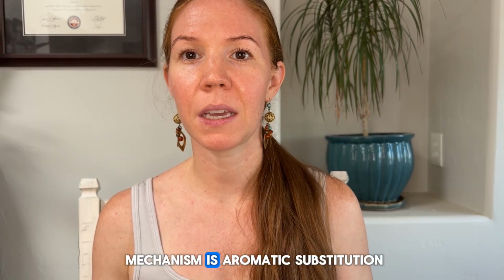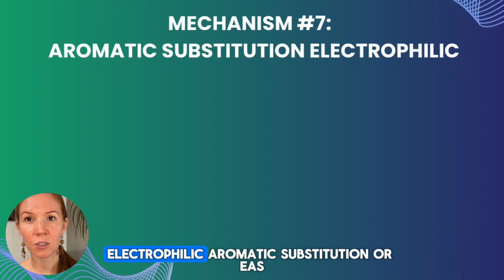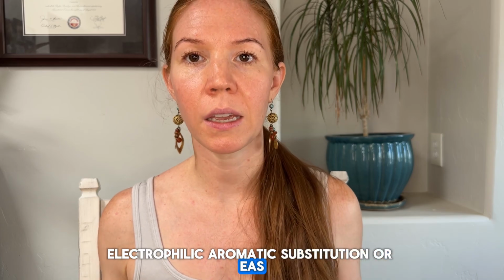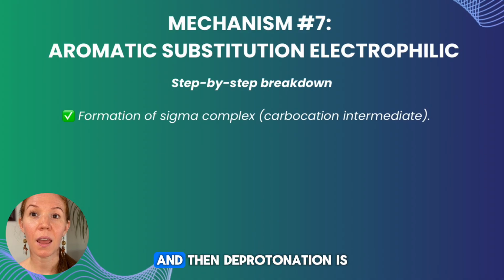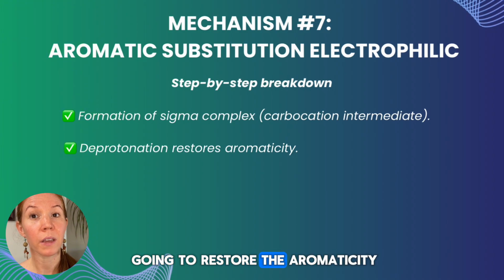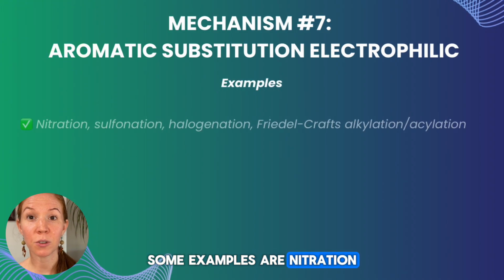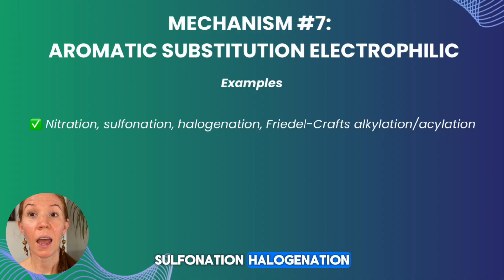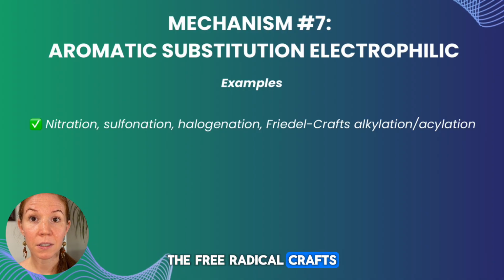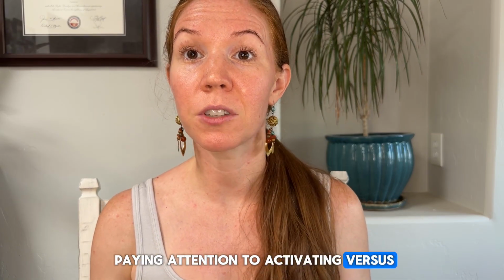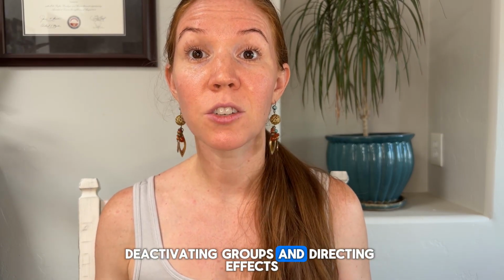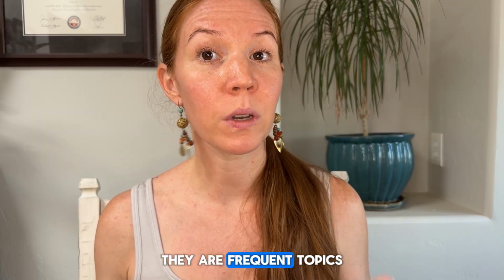The next mechanism is aromatic substitution. Electrophilic aromatic substitution, or EAS, is going to replace hydrogens on the benzene ring. It leads to the formation of a sigma complex. This is your carbocation intermediate. And then deprotonation is going to restore the aromaticity. Some examples are nitration, sulfonation, halogenation, and Friedel-Crafts alkylation and acylation. Make sure that you're paying attention to activating versus deactivating groups and directing effects. They are frequent topics on the MCAT.